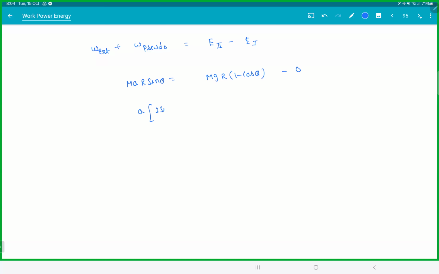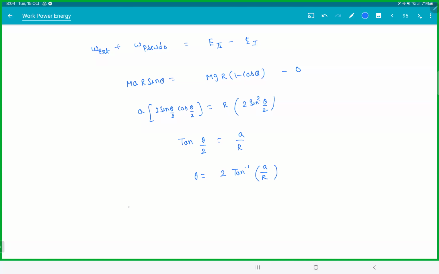Sin theta is 2 sin theta by 2 cos theta by 2. This is R into 2 sin square theta by 2. 2 will cancel. We end up with tan theta by 2 is equal to A by R. So we get theta is equal to 2 times tan inverse A by R.